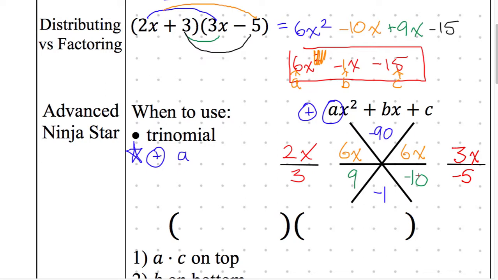Yeah, you just simplify the fraction. Both 6 and 10 were divisible by 2, so that's why I simplified by dividing by 2. 6 and 9 were divisible by 3, so I divide the top and bottom by 3. Thank you. All right, now that I have it simplified, now I write it down.